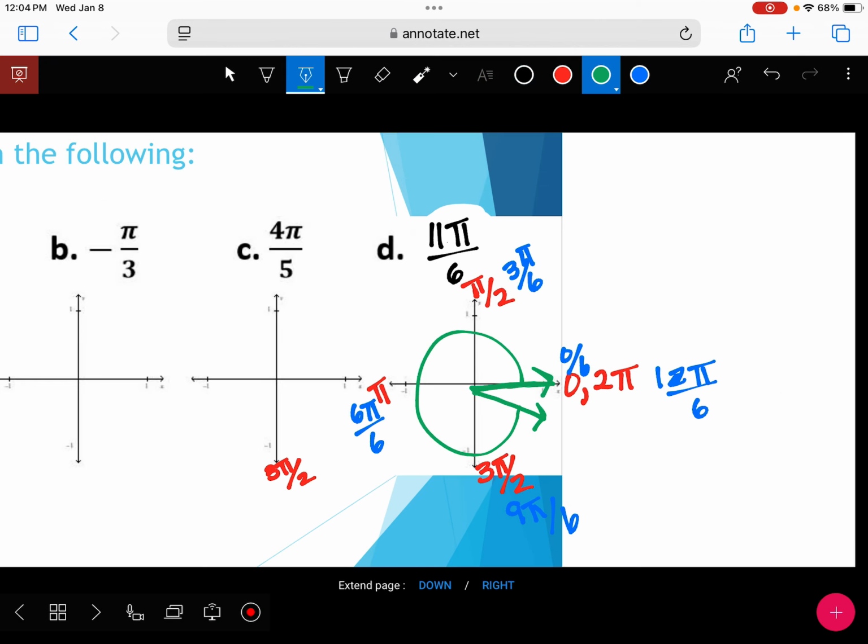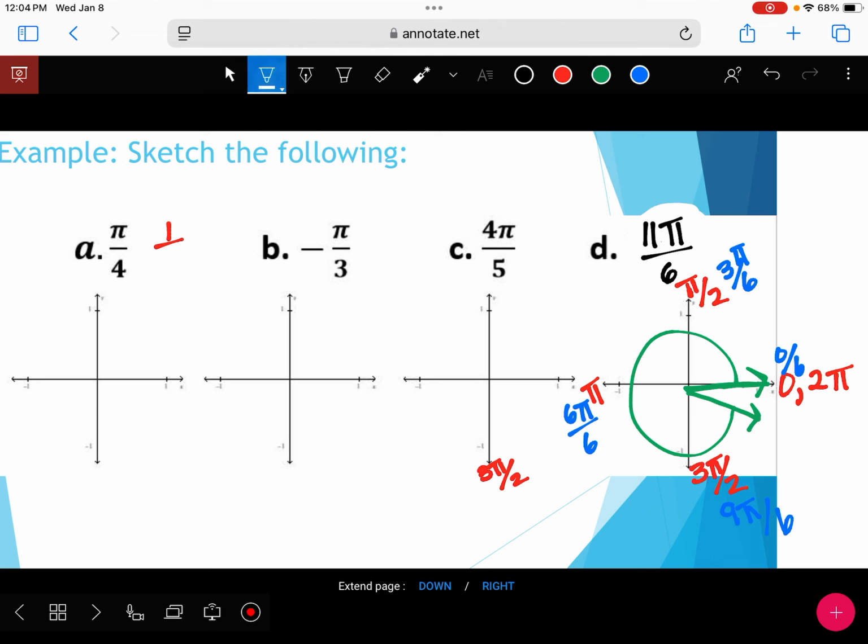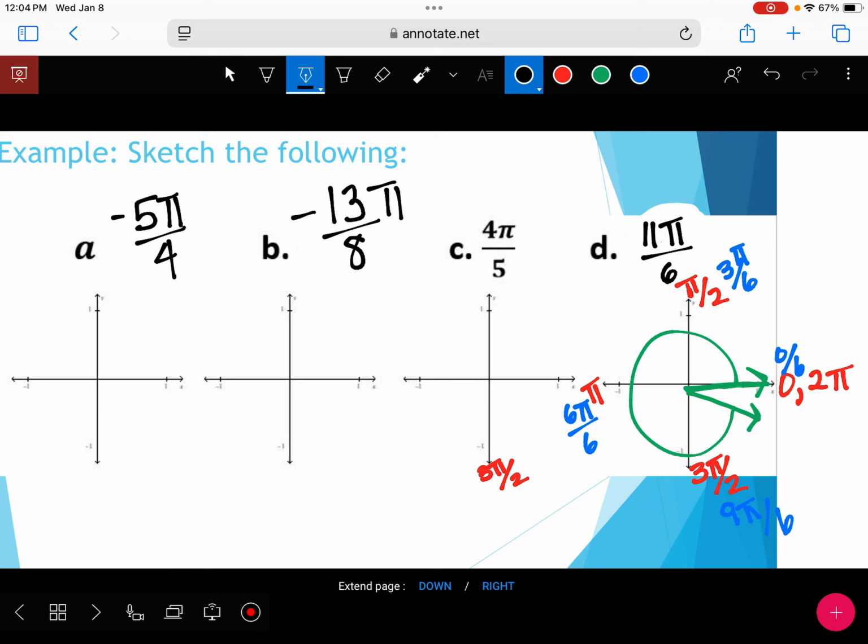All right, I want to give you a couple more, and then we'll talk about coterminal angles. Go ahead and write this down. Negative 5 pi over 4. And negative 13 pi over 8.